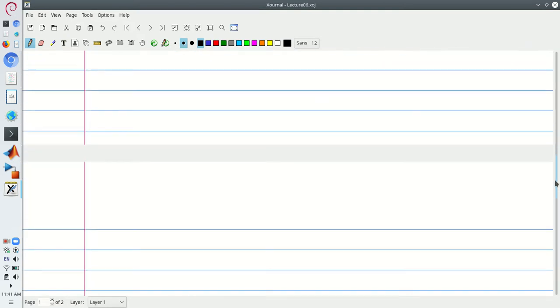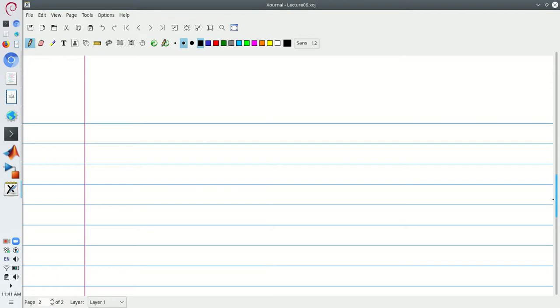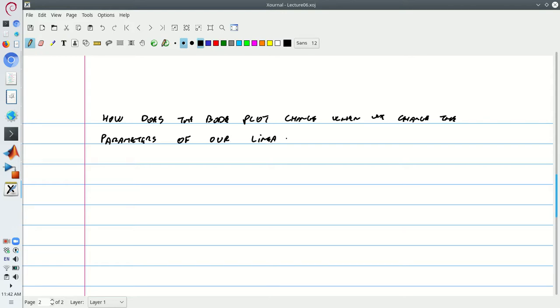But what I want to do in this second half of the class today is to see, at least for the first order system, how the Bode plot changes when we change the parameters of our linear system. So this is what we are going to see now.